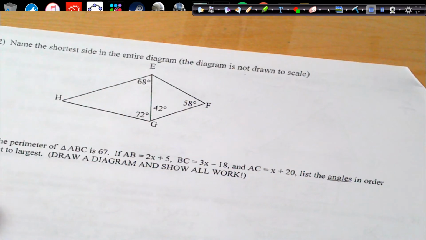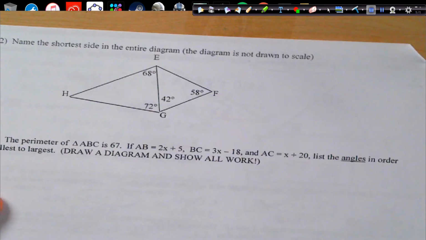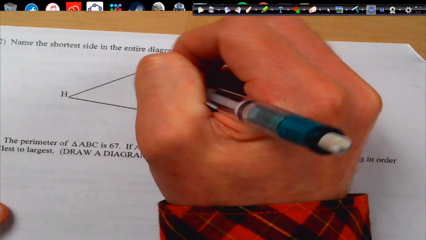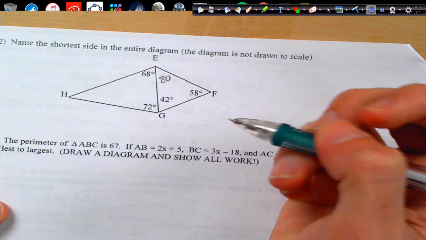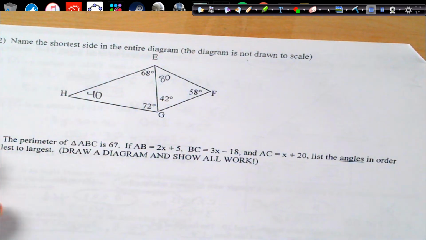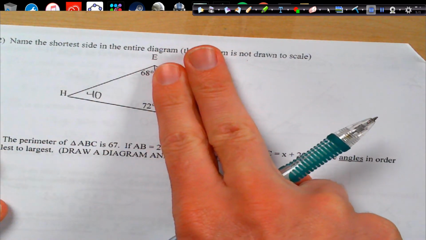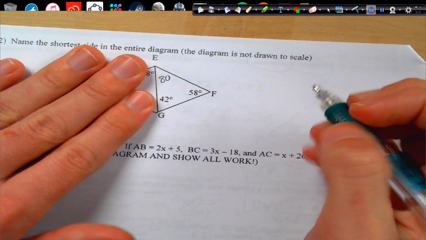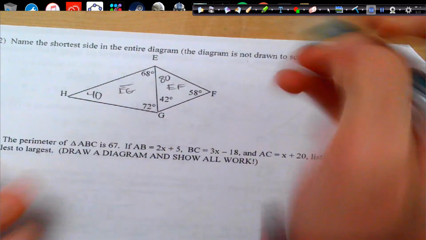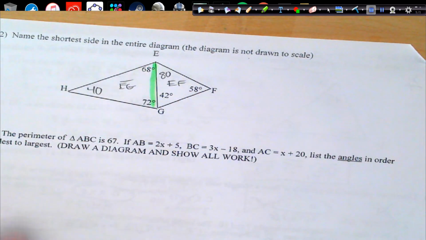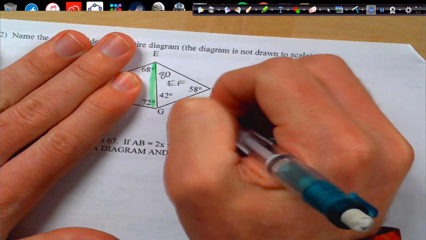We're moving on to the exact same problem, except we're looking for the shortest side. Add these together. What does that make? 100. So this is 80. Add those two together. That makes 140. So this is 40. Is that true? What's the smallest side over here? It would be EG. What's the smallest side over here? It would be EF. Do you notice how they share a side? Which means EF is actually smaller than EG because it's in this triangle. So EF is our answer.